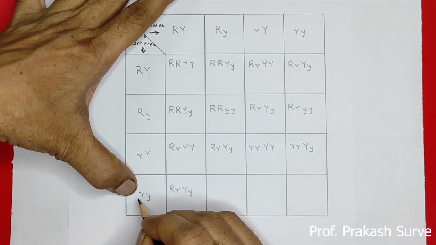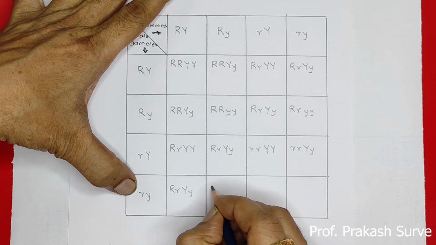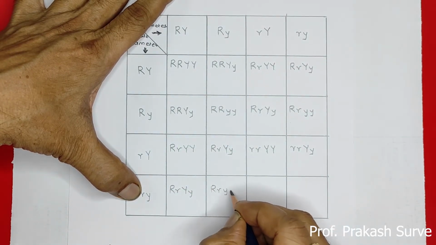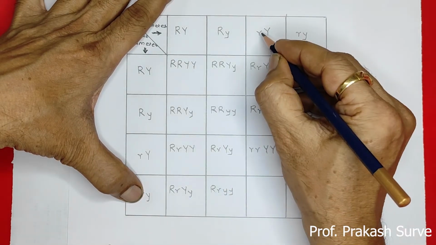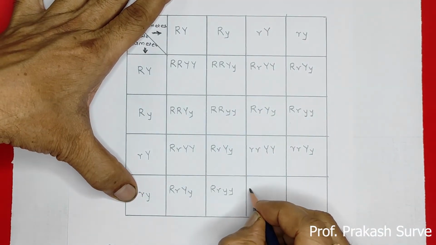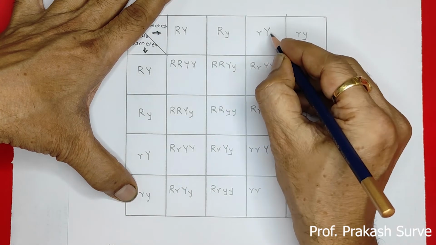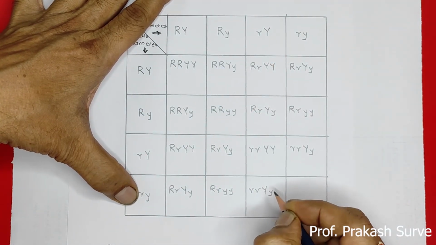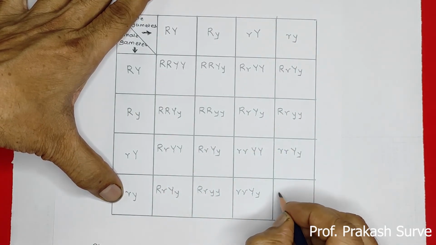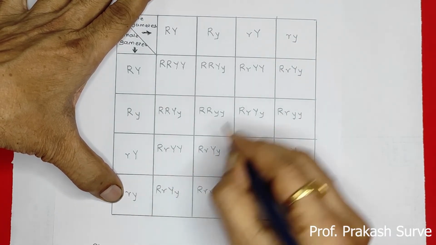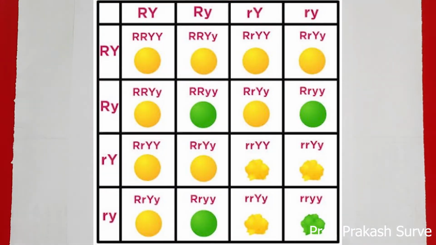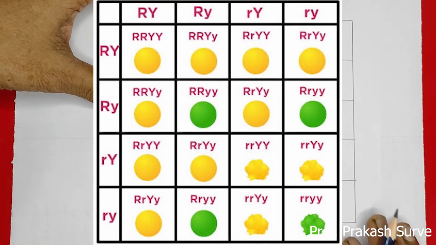Here capital R, small r. So here capital R, small y, small y. Here small r, both are small r there. So small r, capital Y and small y. Always first the capital letter and then the small letter. Here both are small r, small y. Now this we got about the genotype of the next progenies.